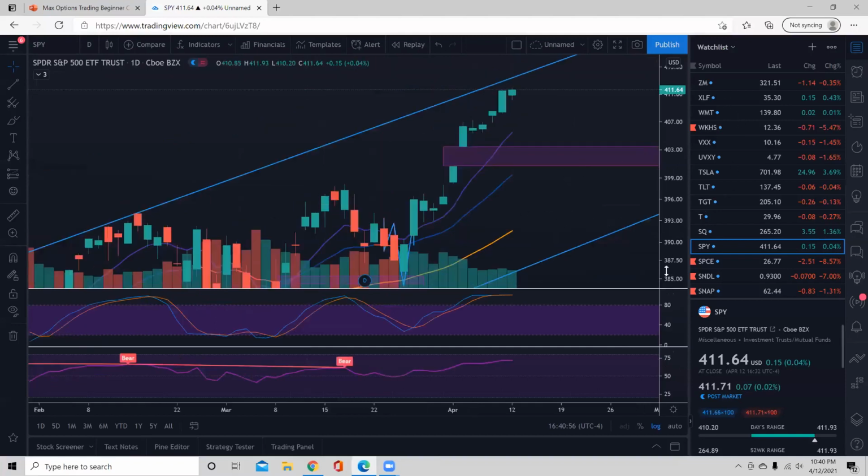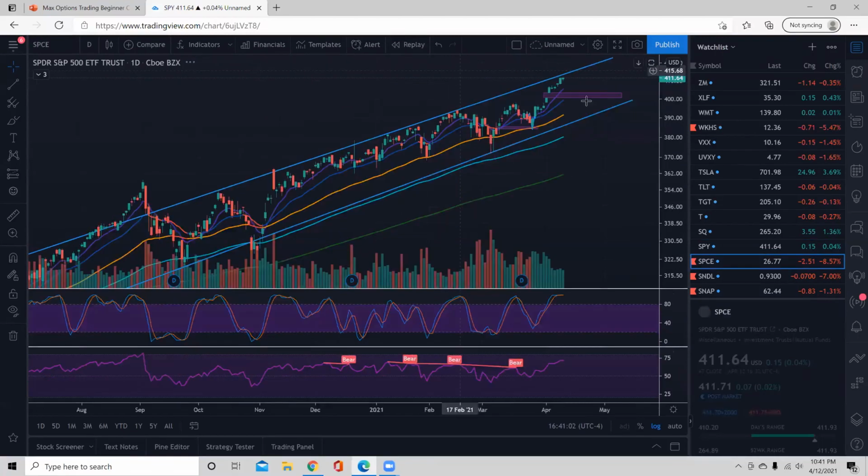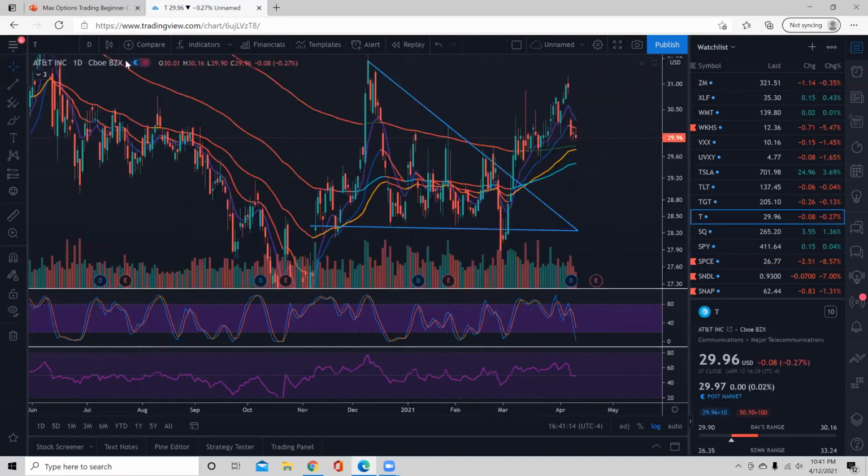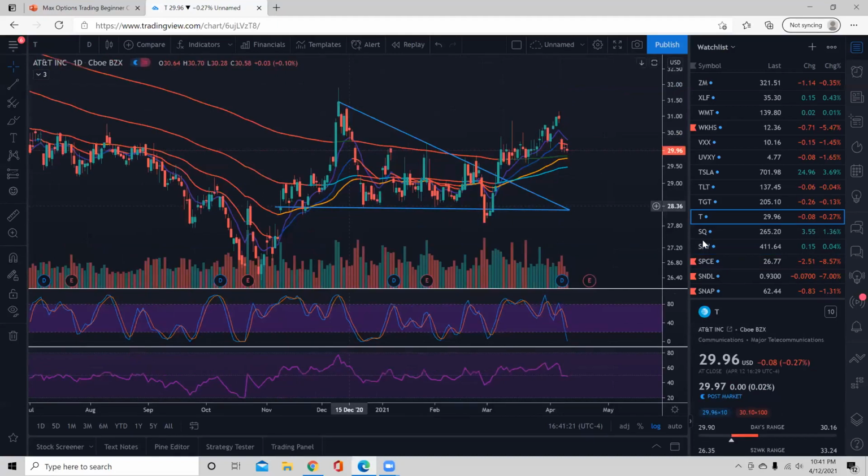All right, let's take a look here. Let's see if I can find some triangles before you guys. Holy shit. What is this right here? Chat, someone tell me what kind of triangle I'm looking at right here. This looks like AT&T on the daily. Without going back, which one is this? Is this ascending or descending?